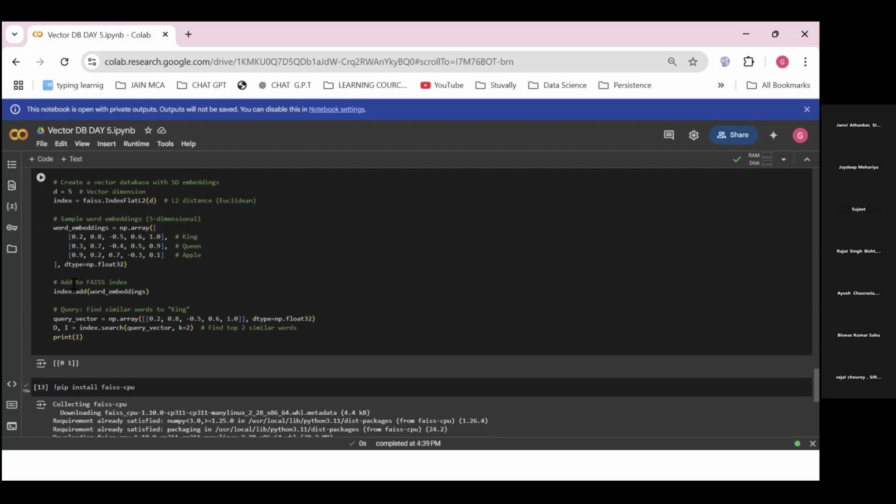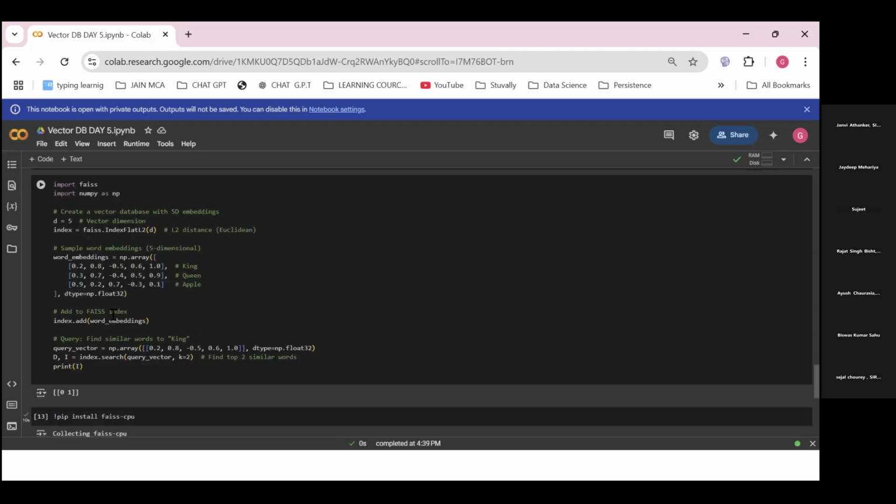After that, we are adding the embeddings to the FAISS database. This FAISS database is nothing but the index, so we are calling index.add with the word embeddings, and it will store this array in the FAISS database. It allows us to perform fast nearest neighbor search to find the closest vectors.